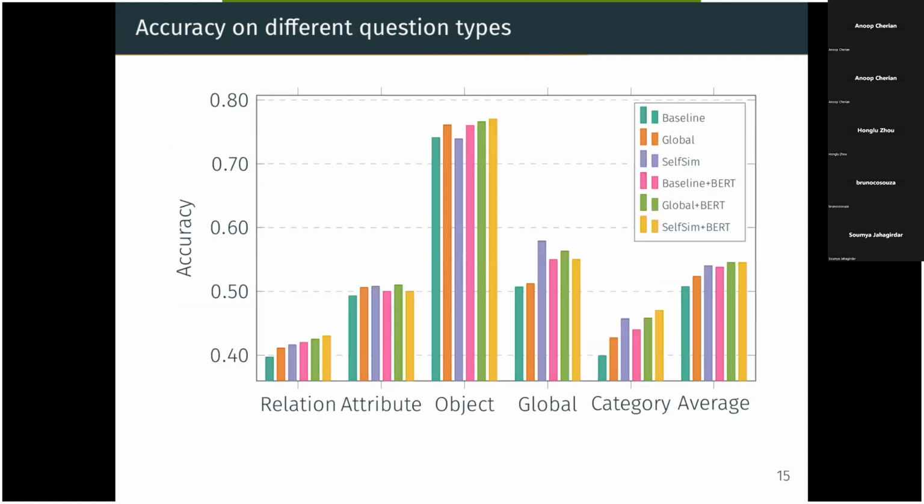So when you evaluate on the types of questions here to see if you have some bias, you saw a consistent improvement over all types of questions.